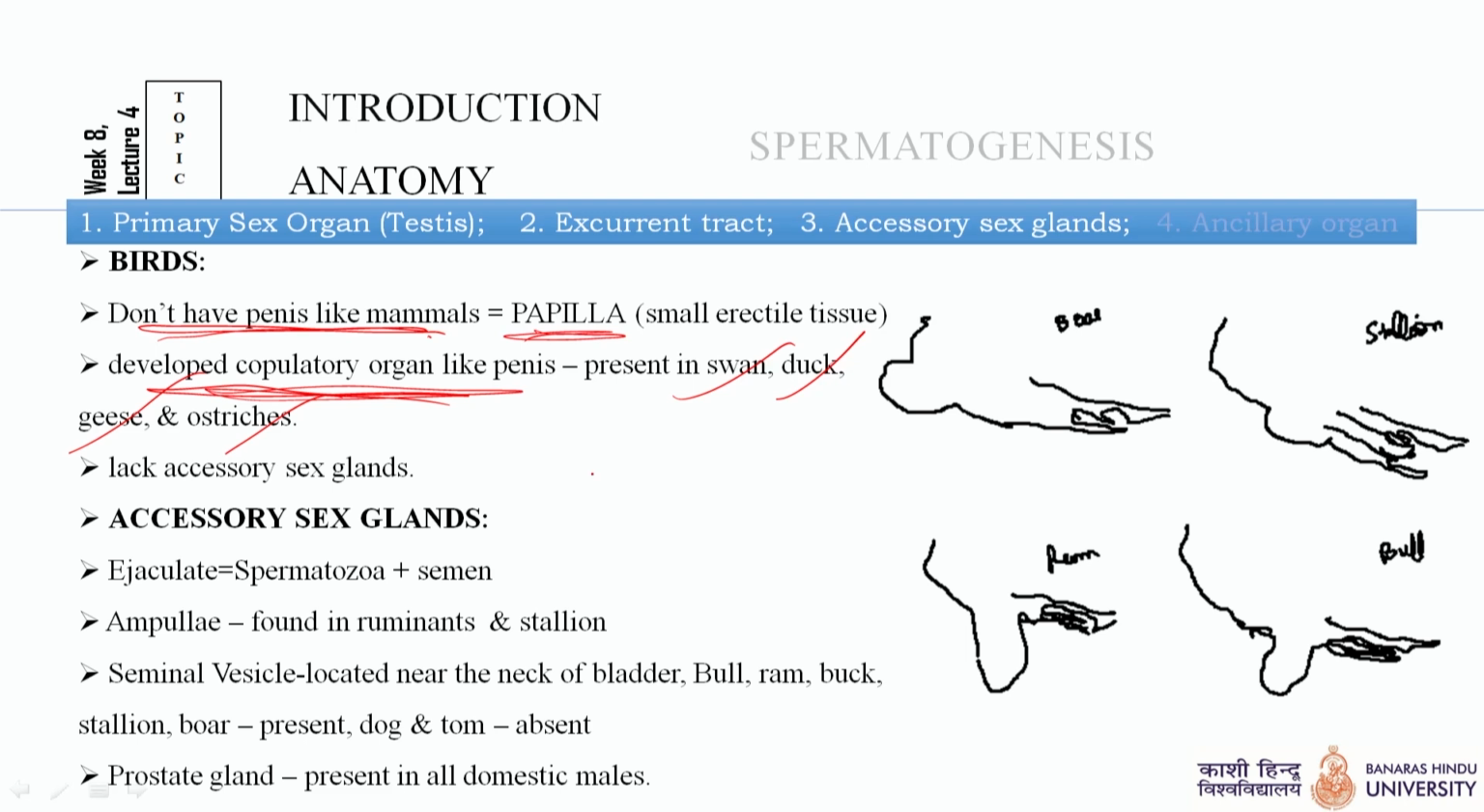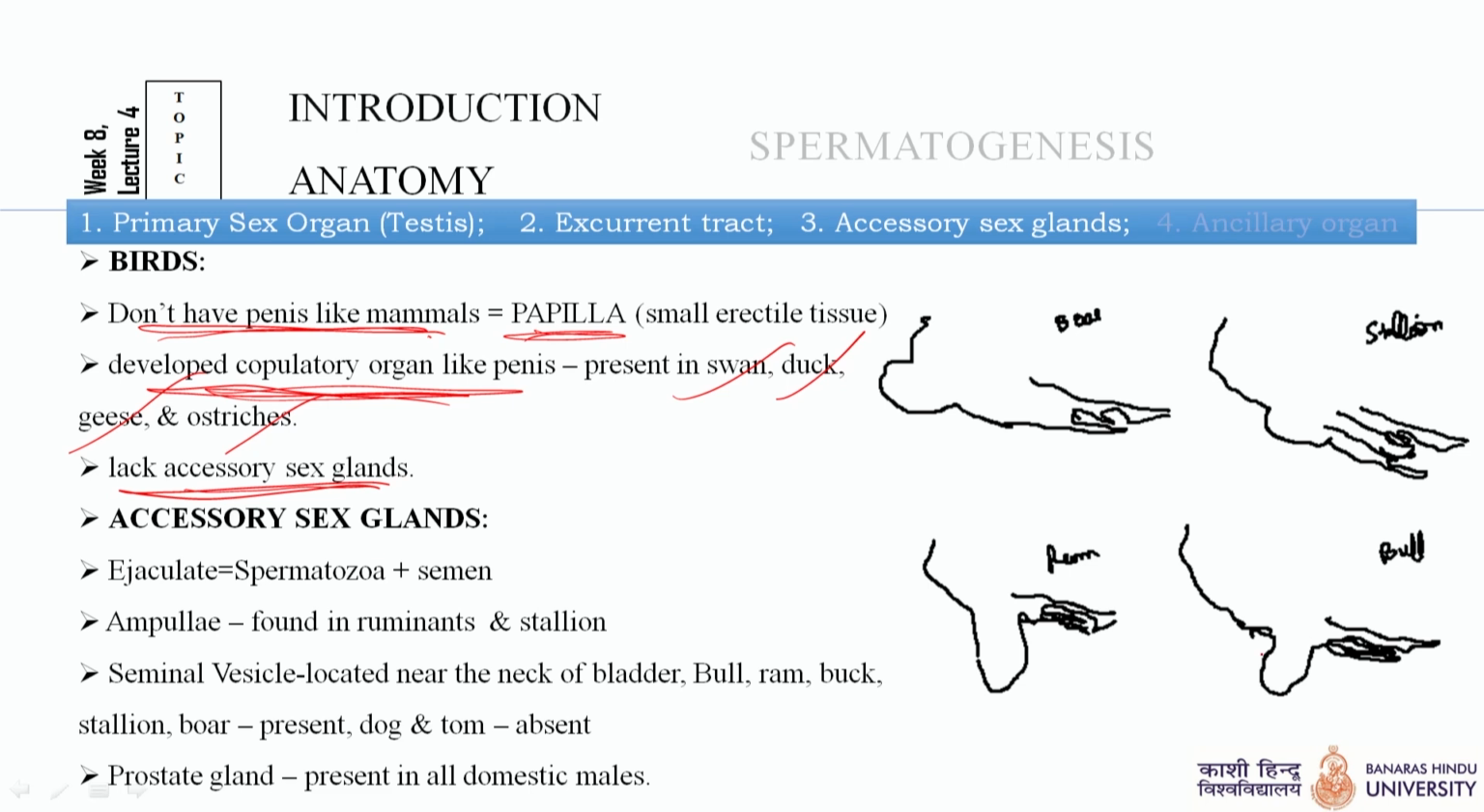Now, what is the function of the papilla? Mostly it is used to identify, in the day-old chick, whether it is a male or female, right? And mostly birds lack the accessory sex glands. Now, the next portion is the accessory sex glands.